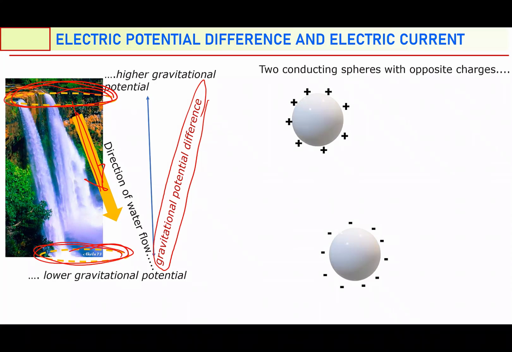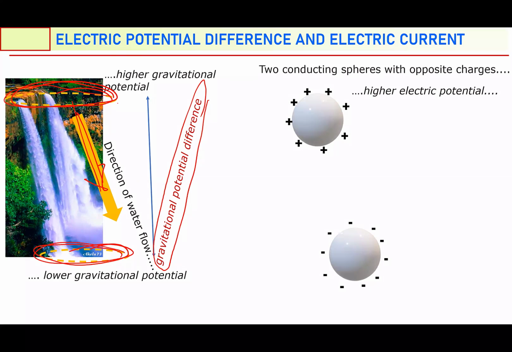There are two conducting spheres with opposite charges. One sphere is positively charged. The second sphere is negatively charged. I explained shortly how we charge a material in the first lesson, but I didn't explain all of them because I don't have time for this. So two different conducting spheres, conductors, and they are charged oppositely.